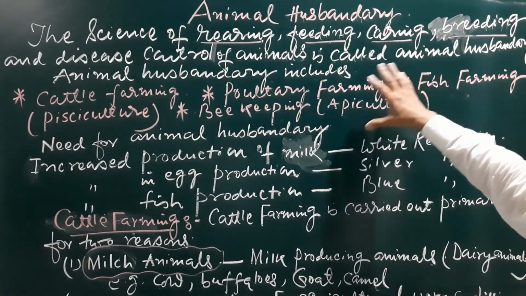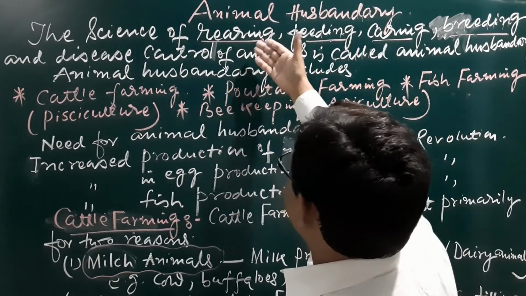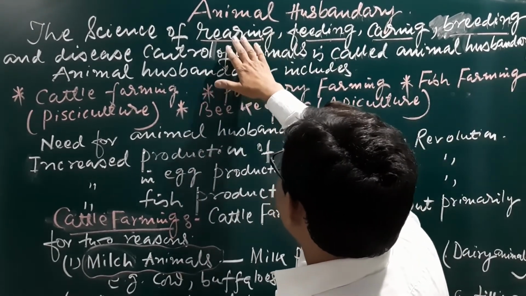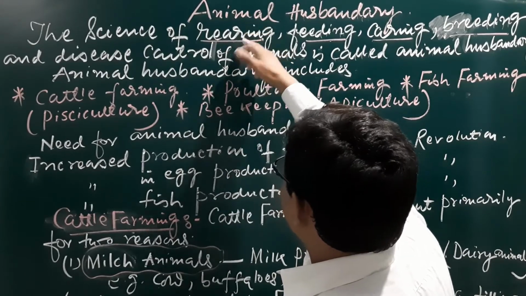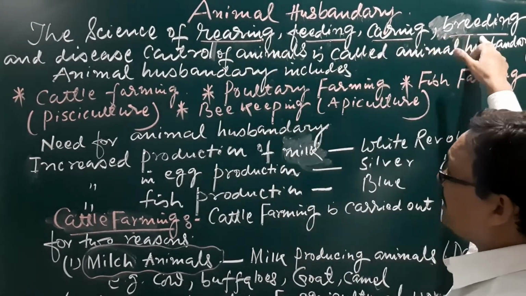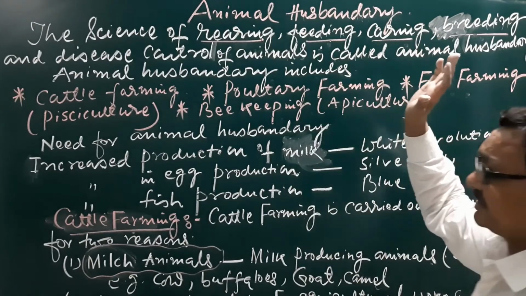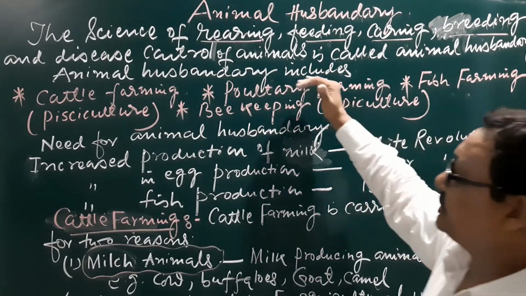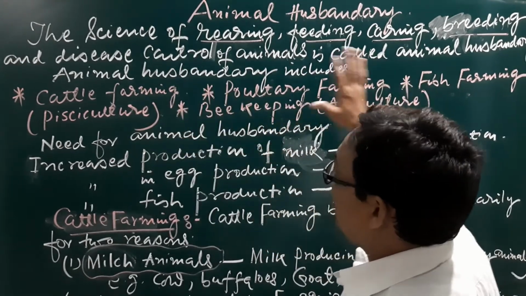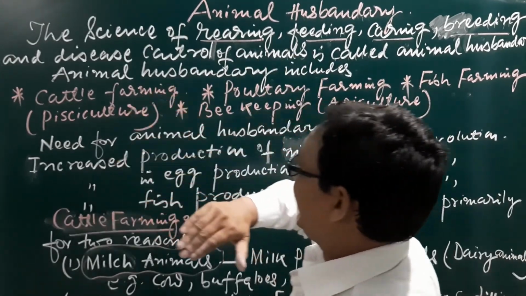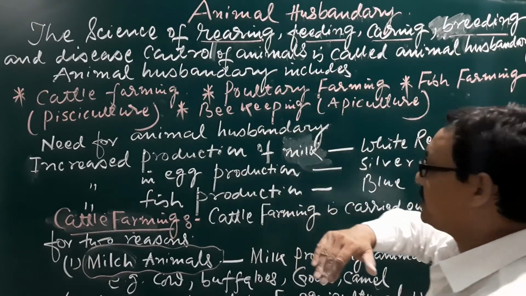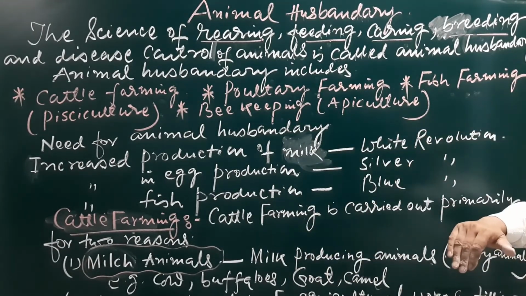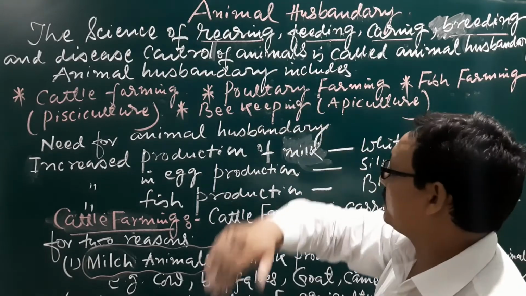That is why there are various fields here, as you may have seen. It is not a single thing. It is rearing, feeding, caring, breeding and disease control measures. These different fields are all included under animal husbandry, under which we should study cattle farming, poultry farming, fish farming or pisciculture, and beekeeping.